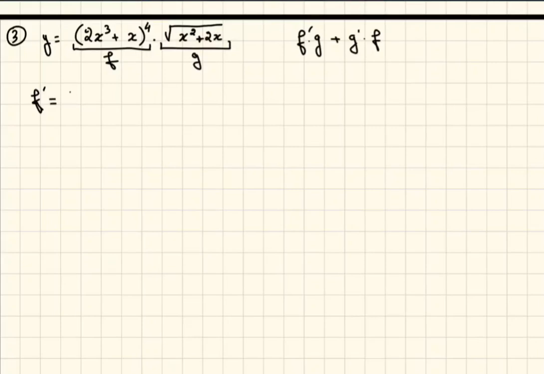We bring the 4 down. 2x cubed plus x exponent 4 minus 1 will be 3. So I stop there. This is our u of x. So I bring the exponent, then I will write u exponent n minus 1, which is 3 in this case, but I should not forget the u prime. So I should multiply by the derivative of what is inside the parentheses.